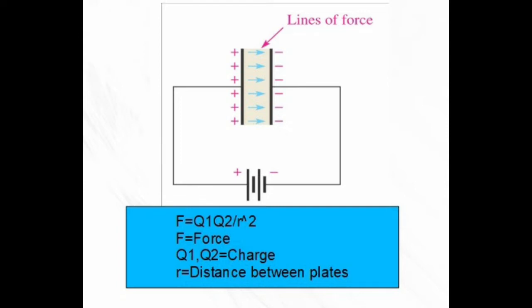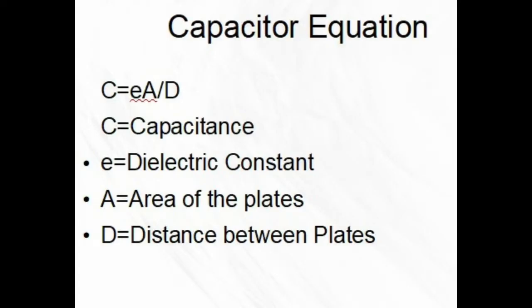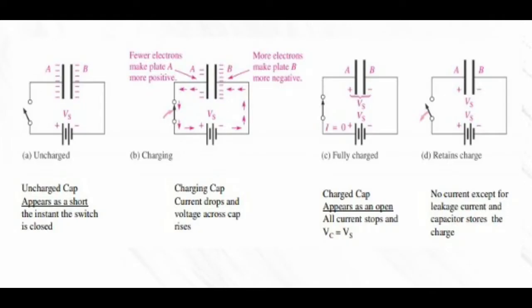Coulomb's law says that the force between two charges is directly proportional to the product of the charges and inversely proportional to the square of the distance. And also we have the capacitor equation, where capacitance is directly proportional to the area of the plates and inversely proportional to the distance between them. So if area increases, capacitance increases. If the distance between plates increases, the capacitance decreases.